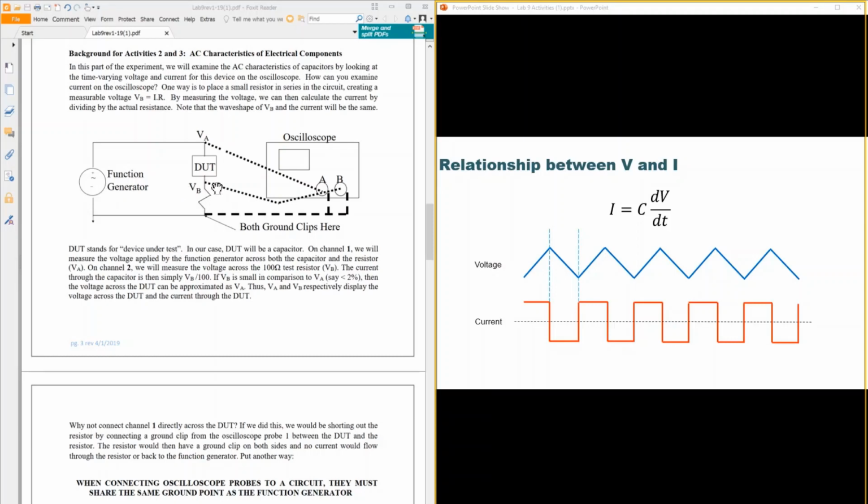And the reason we put the capacitor in series with this resistor here is because we need to use an oscilloscope, but the oscilloscope cannot measure current directly. So we put the resistor here and measure the voltage and divide the voltage by its resistance to get the current through the circuit. And also we want to make sure this resistor is small enough so we can approximate the overall voltage as the voltage across the resistor.